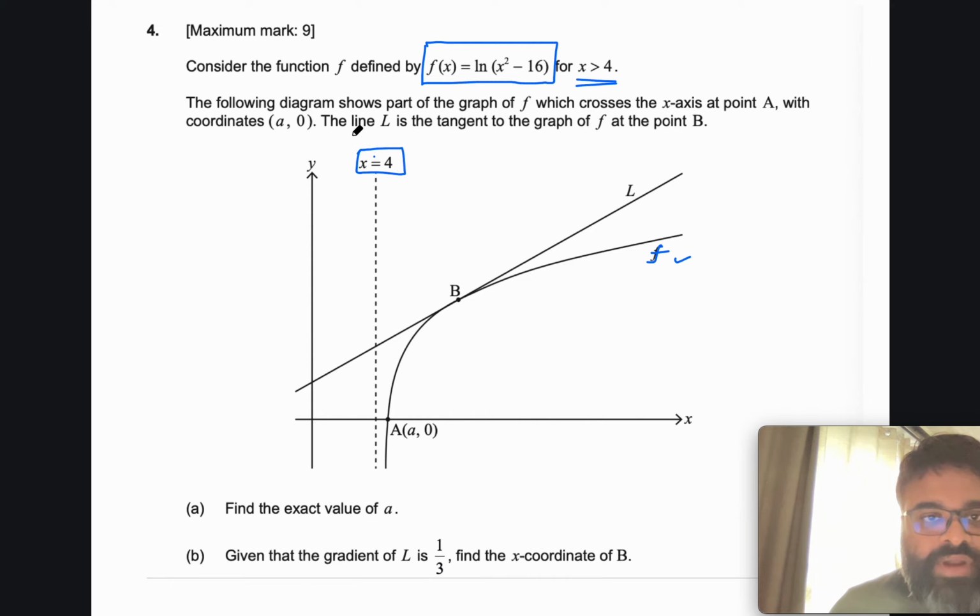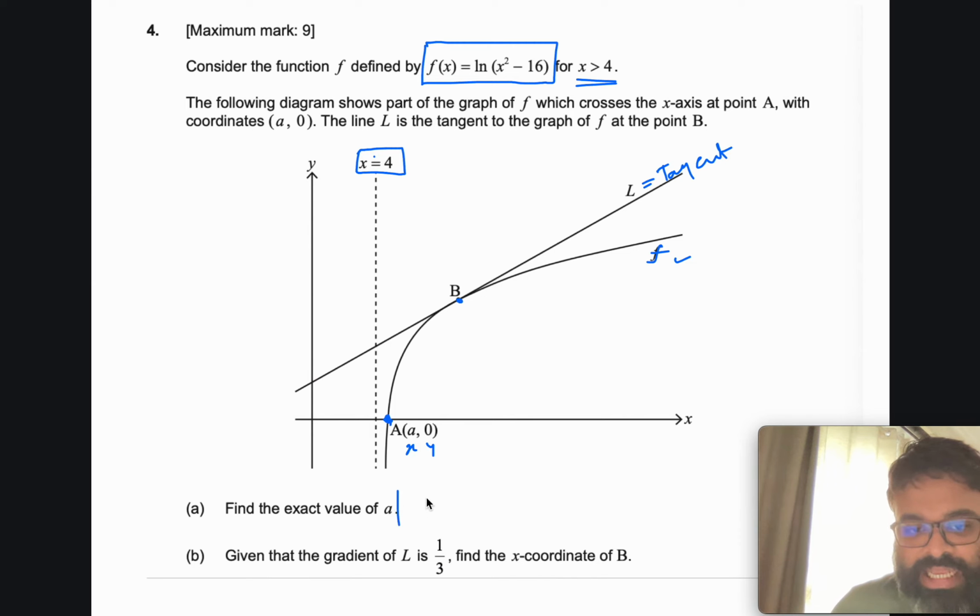Okay, the following diagram shows the part of graph of f which crosses x-axis at a point A. This point A here, with coordinates a comma 0, and the line L is a tangent to the graph of f at point B. Okay, so L is the tangent to the curve. Find the exact value of A. This should be very, very simple. This point A is when x is A and y is 0.